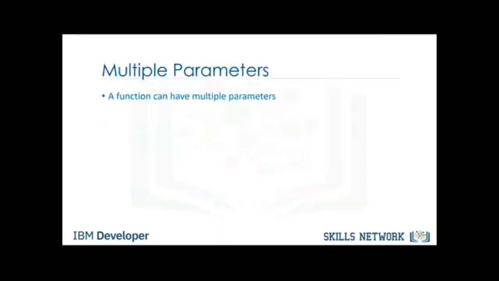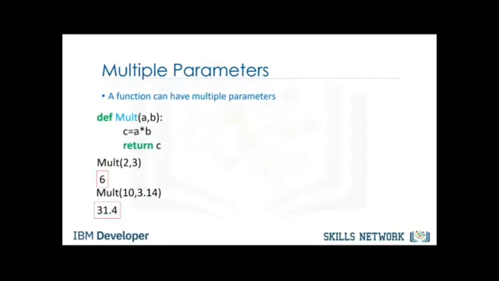A function can have multiple parameters. The function mult multiplies two numbers. In other words, it finds their product. If we pass the integers 2 and 3, the result is a new integer. If we pass the integer 10 and the float 3.14, the result is a float, 31.4.